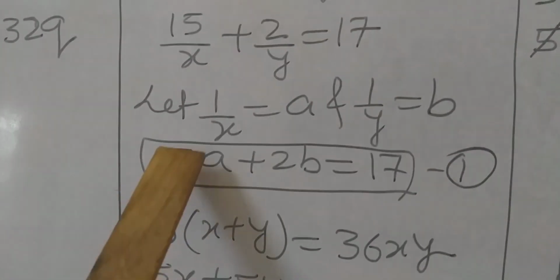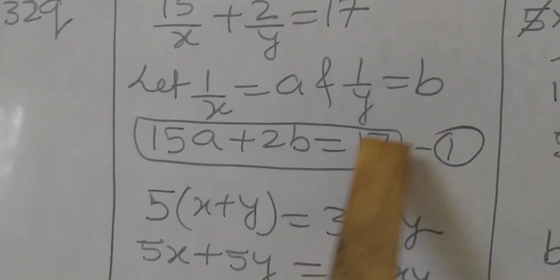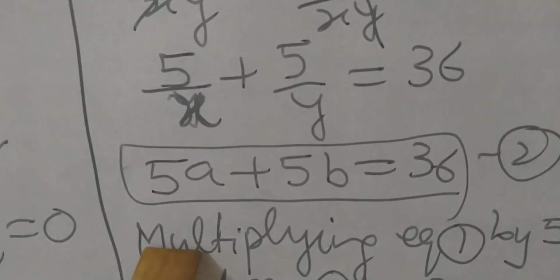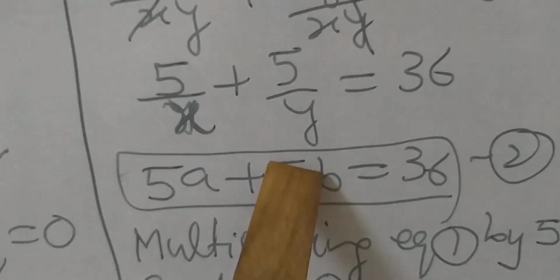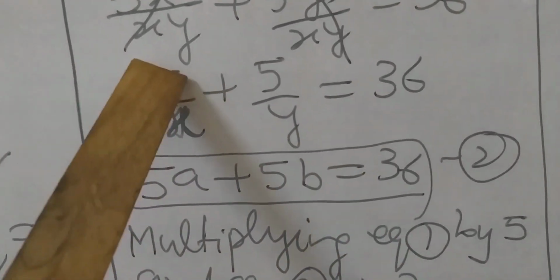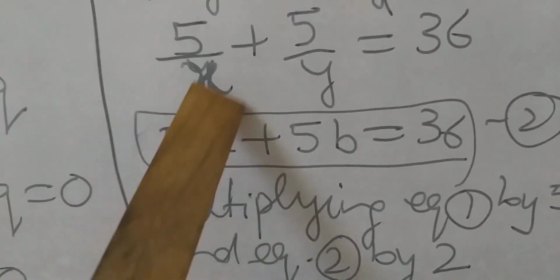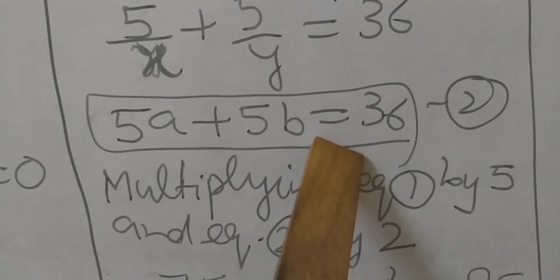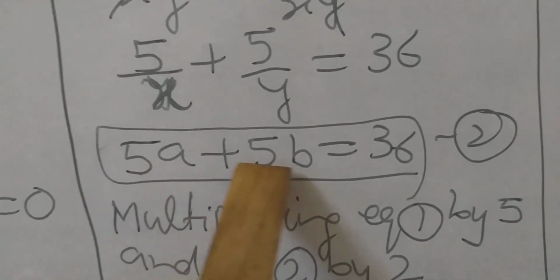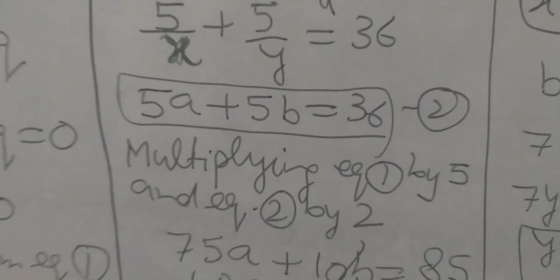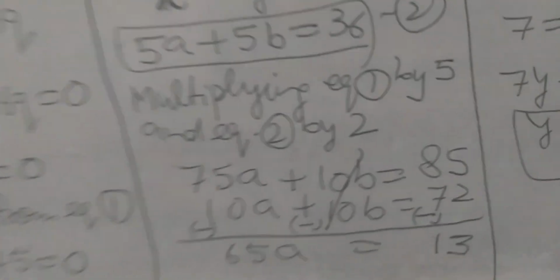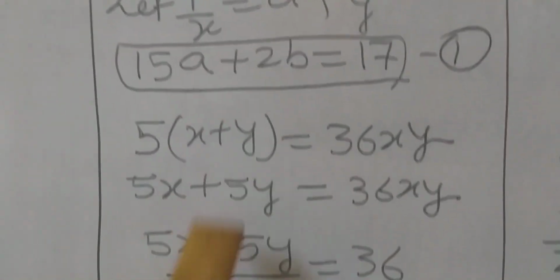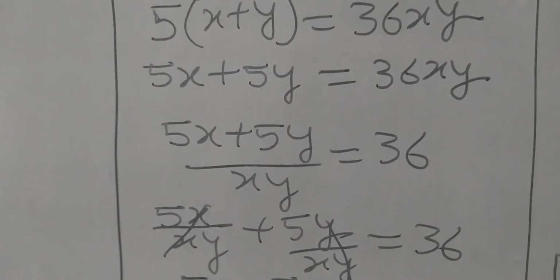As we have already supposed 1 upon x equal to a, 1 upon y equals to b. So at the place of 5 upon x we can write 5a, and at the place of 5 upon y we can write 5b. Okay? 1 upon x will become a and 1 upon y will become b. That's why 5a plus 5b equals to 36. Correct? Now students, these two equations are there. So now we have to solve them by the elimination method.